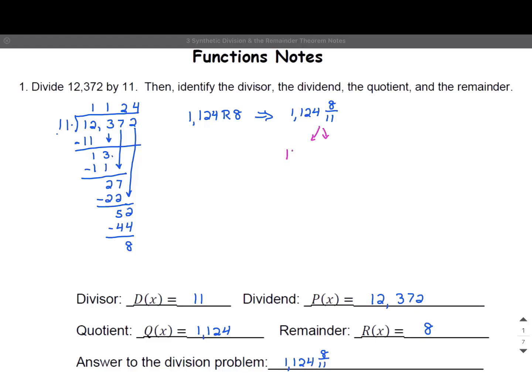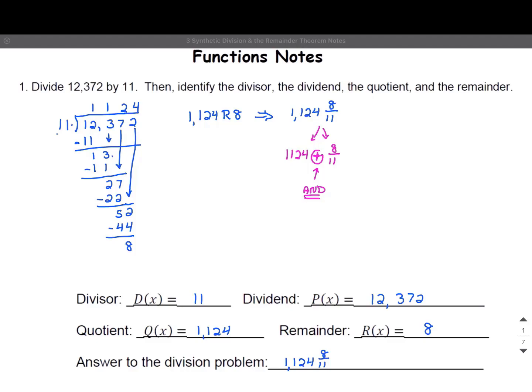Now, I want to take a moment here to talk about these mixed fractions. Remember, this 1,124 and this 8/11ths, they are being added, not multiplied. It is 1,124 and, which means add, 8/11ths. Okay, so we are actually adding the quotient and the remainder over the divisor in order to get the value.